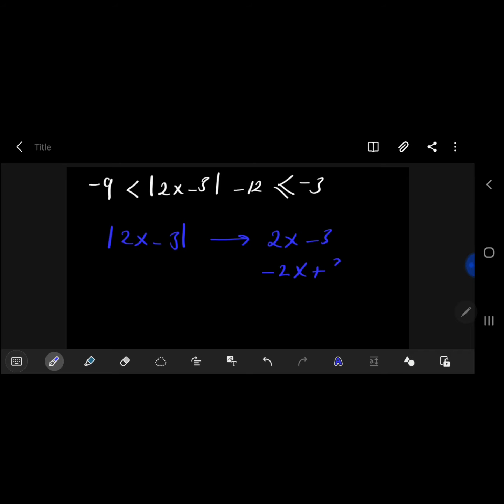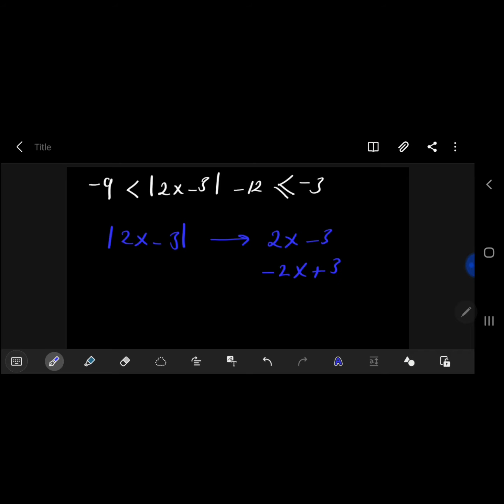Now I will give you a question with absolute value. How can I solve it? The question says minus 9 smaller than absolute value 2x minus 3 minus 12 smaller than or equal to minus 3. So how can I solve questions like these? I said the first thing I have to do, if I have absolute value, I take the negative and the positive of the absolute value. So here, the positive of it, 2x minus 3. The negative of it, minus 2x plus 3.